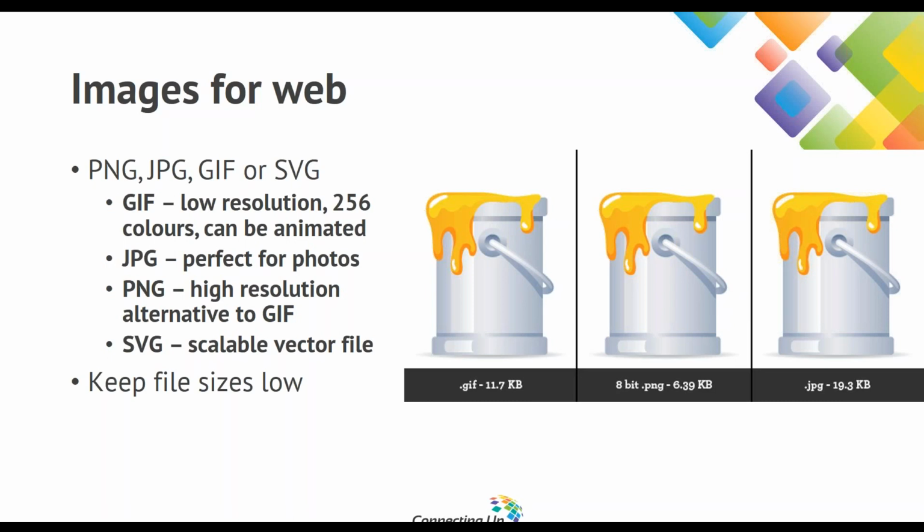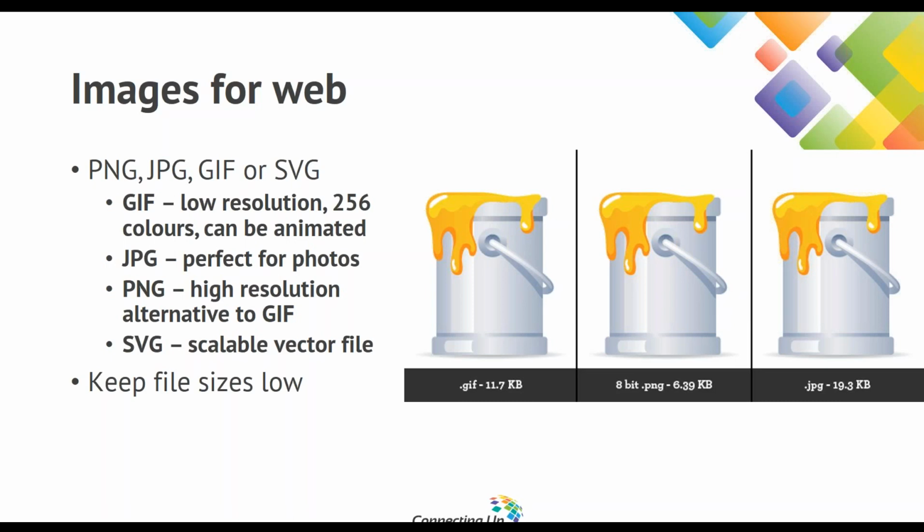PNGs are basically a high resolution alternative to GIFs. They can be quite small image sizes as well. It's more modern. And SVG is a scalable vector file, which is one of the smallest files you can use, but you need to have the right kind of image to use that.